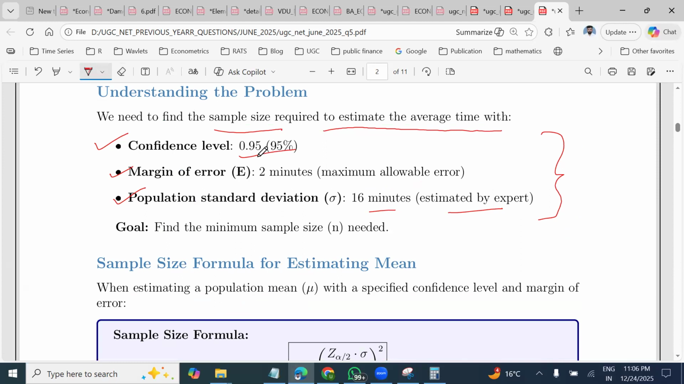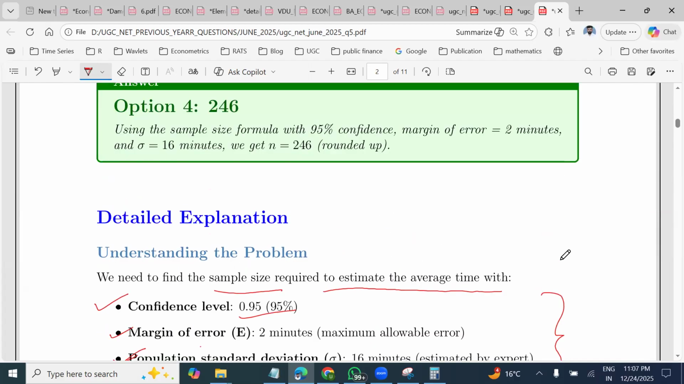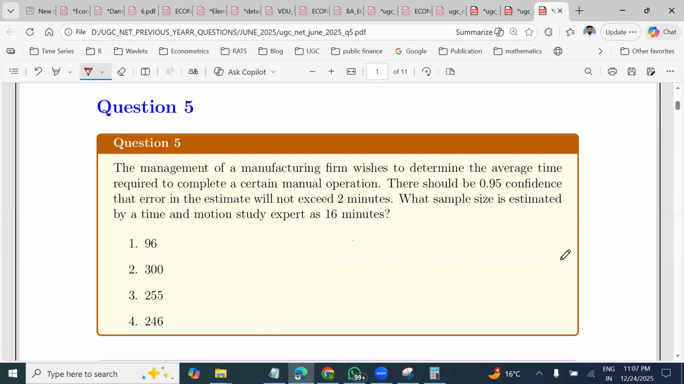Okay. Now, what is given is clear over here? Confidence level is already given. Margin of error. Standard deviation is 16 minutes. Sir, how do we know that standard deviation is 16 minutes? Because here, it is not standard deviation, it is population standard deviation, sigma, because it is estimated by the expert. It is saying, you see? What sample size is estimated by time motion study expert as 16 minutes?